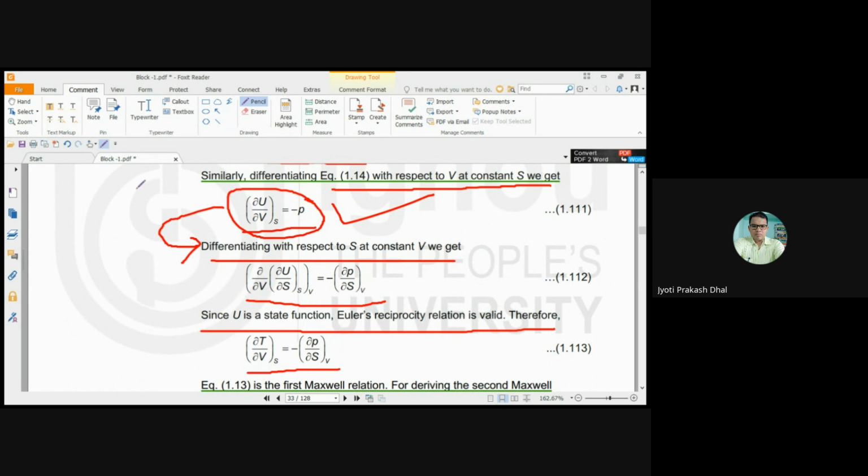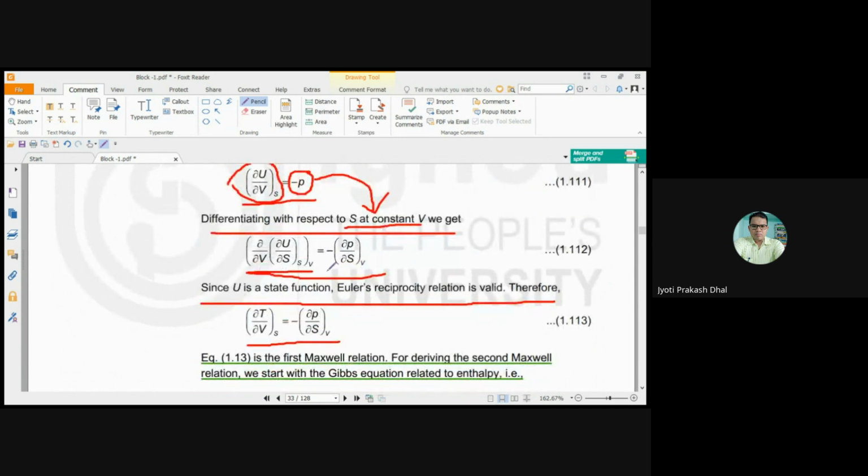Now similarly, if we differentiate this equation with respect to S at constant V, the RHS is del U by del V at constant entropy, and if we differentiate it with respect to S at constant volume V, the LHS will be like this, and in the RHS you will find minus P, and differentiating it with respect to S at constant volume V, we can write minus del P by del S at constant volume V.